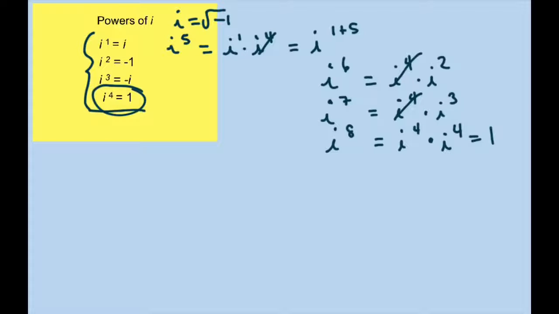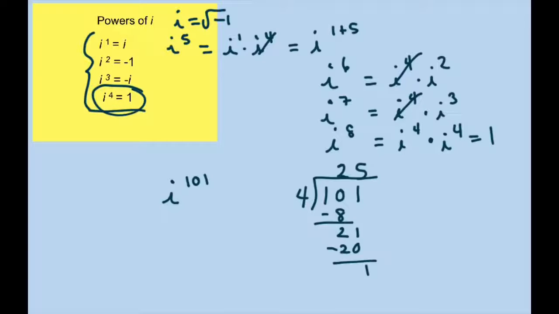So sometimes on ACT tests, they'll give you something like, what is i to the 101 power? So all you do is you take 4 into 101, and 4 goes into that 25 times. So that's 100. You're subtracting, you get 1. So the remainder is 1. So you just write i to the first power, which is i.